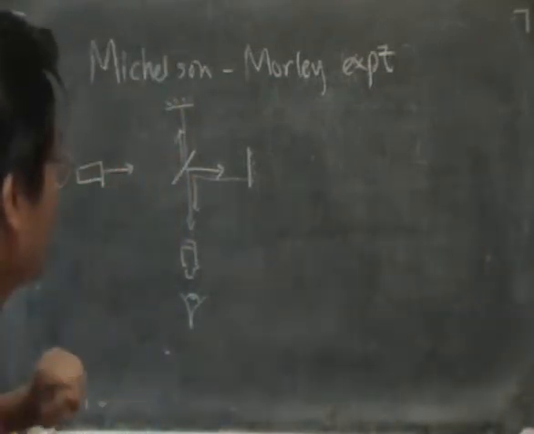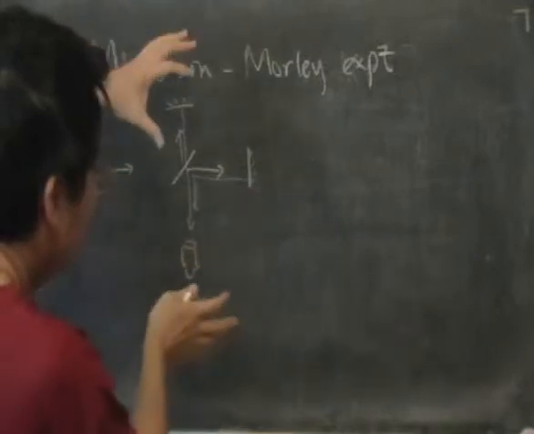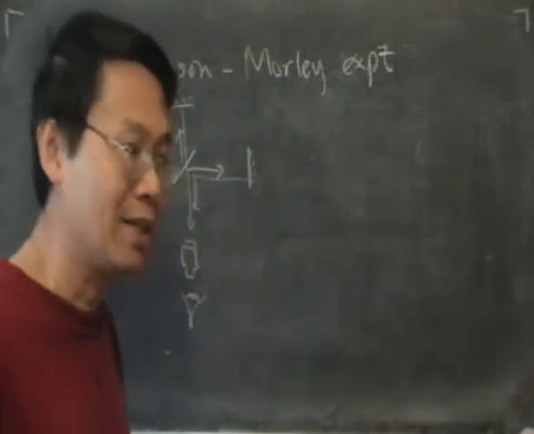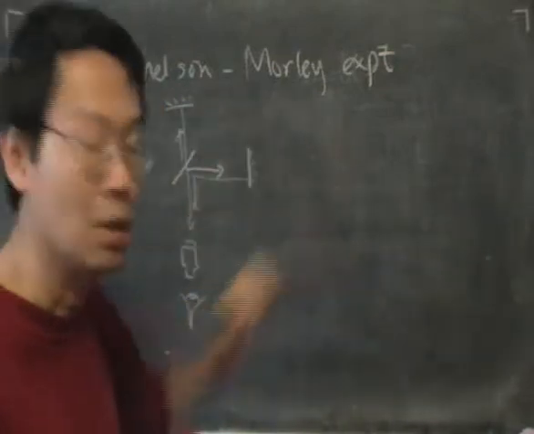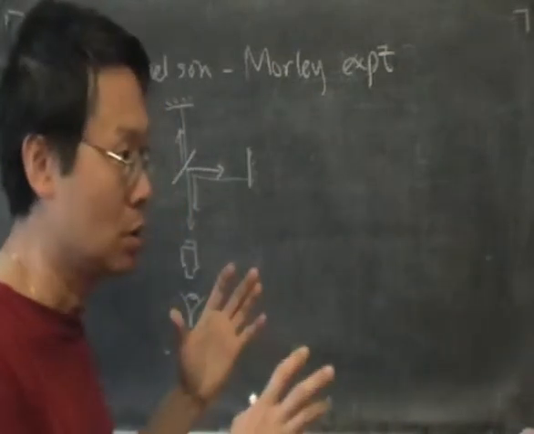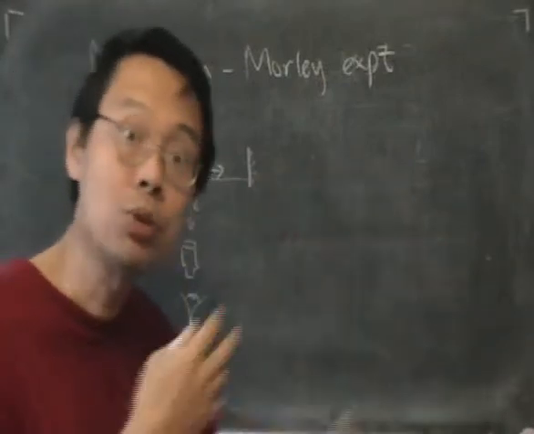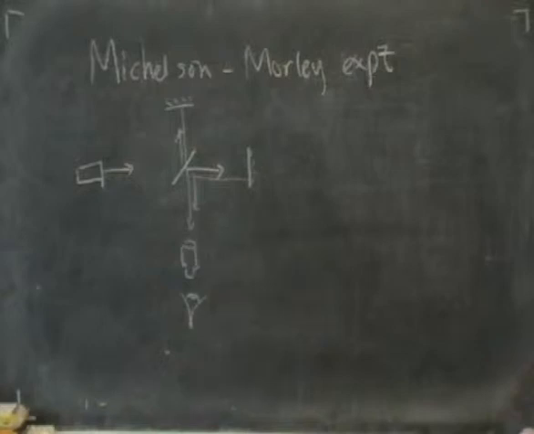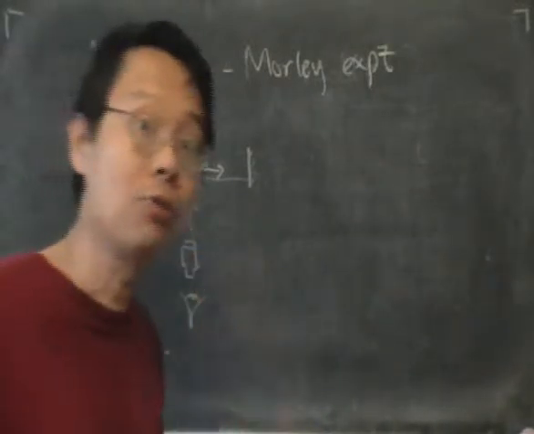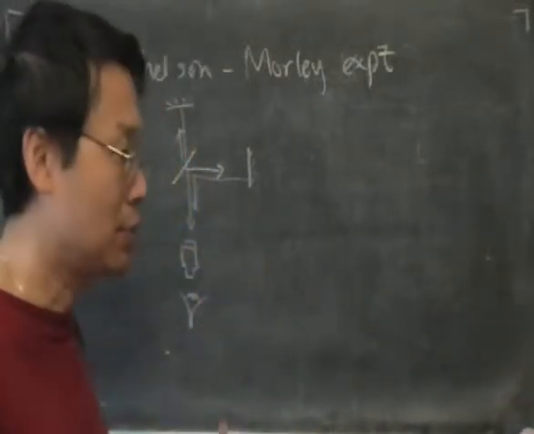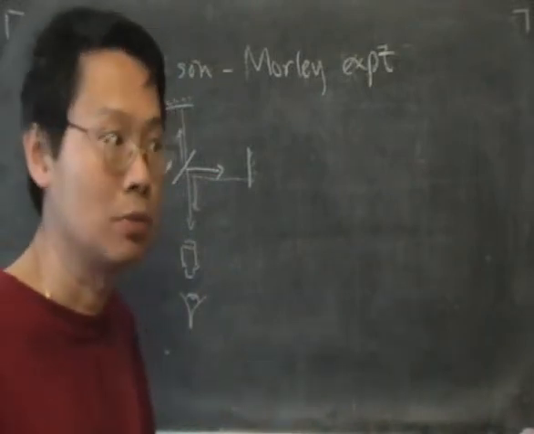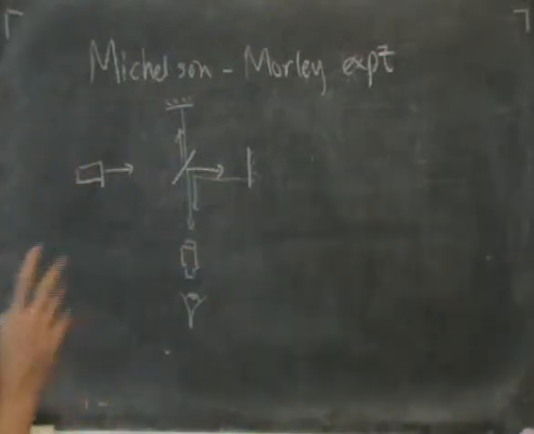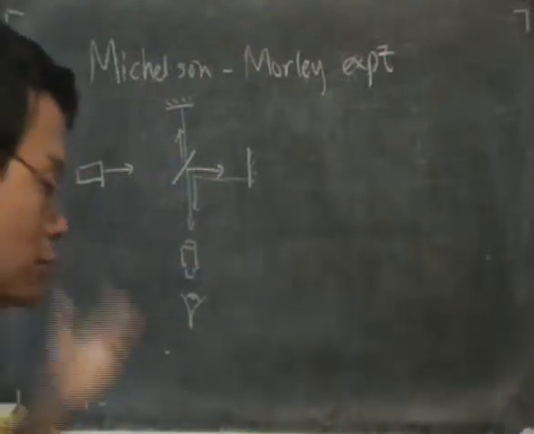And what this means is that when you rotate this around, the fringe pattern did not shift, and it seems to show that the speed of light does not depend on the direction of motion of the observer. And this was a null result. That means it's an experiment that gives a result that is nothing, that is zero. Okay, and this suggested something very fundamental.